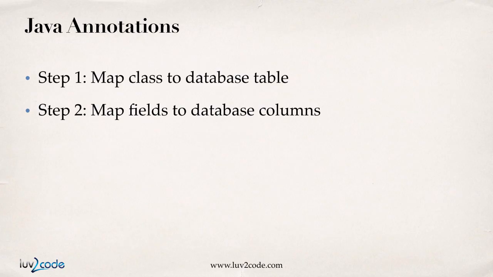All right, so how do we do annotations? Well, the first step is that we need to map the class to a given database table. Then in step two, we'll map the fields to database columns. And I'll show you how to do this step by step in the following slides.